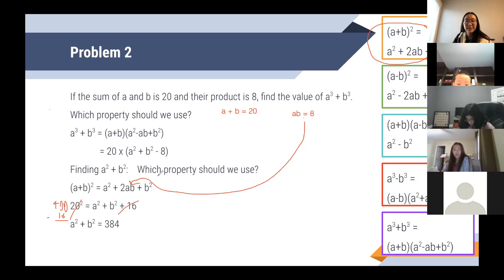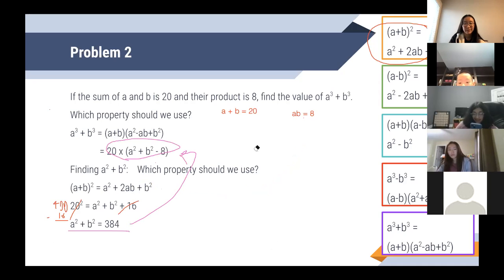And why did we do this again? Well, remember, up here, all that we need to find is what A squared plus B squared equals. And we just found it down here. So we're going to take this and put it in here.